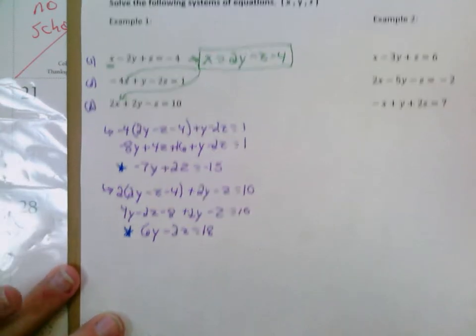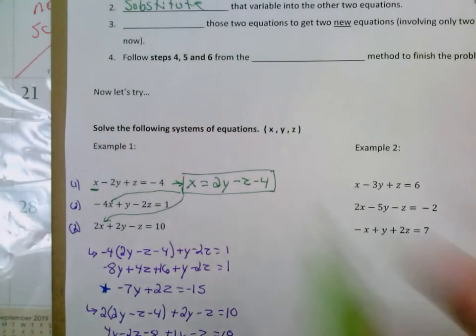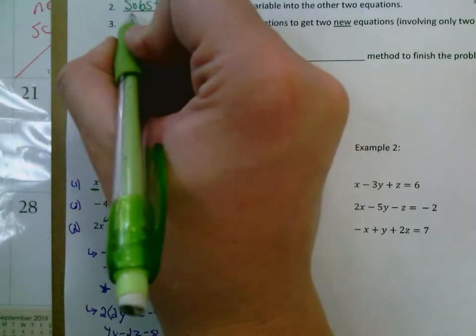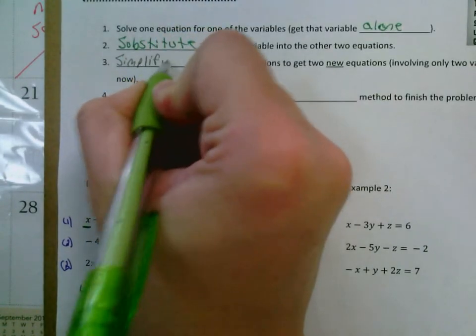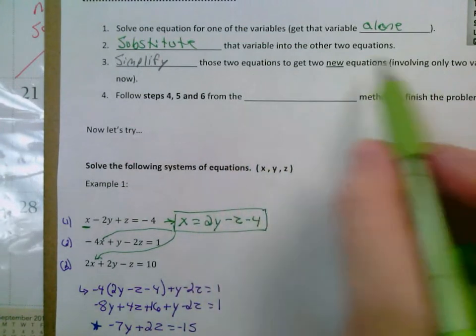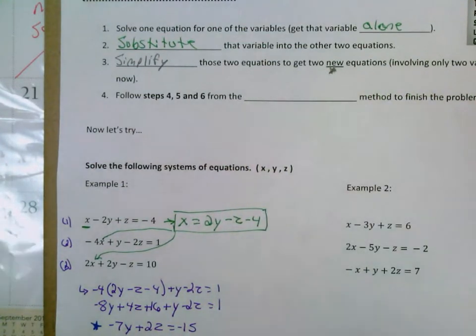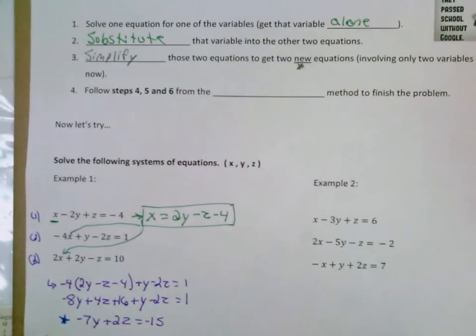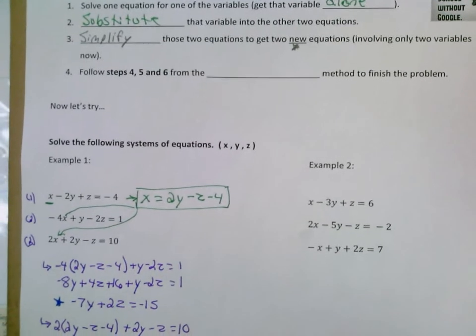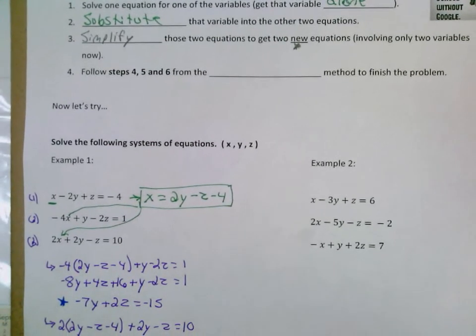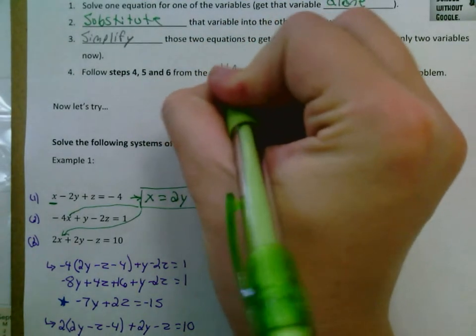Now, going back up top here, onto step number 3, this one's going to be simplify these 2 equations so you get 2 new equations. So here's our new equations. We've kind of already done that step, and we starred them. These equations should only involve 2 variables. That's exactly what I did. Then step 4 says, follow steps 4, 5, and 6 from the elimination method.